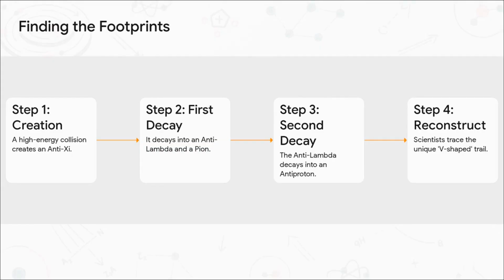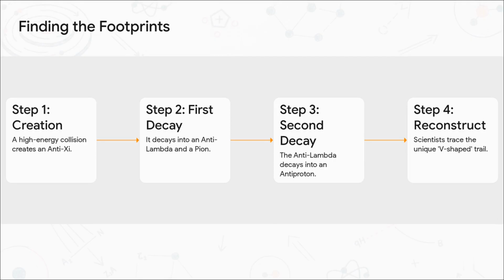Now, you can't just snap a picture of the anti-Xi. No way. It's gone way too fast for that. So instead, physicists have to become something like subatomic forensic investigators. They have to sift through the messy debris of literally billions of collisions, and they're looking for a very, very specific set of footprints. Here's how it works. First, the collision creates the anti-Xi. It manages to travel just a few millimeters inside the detector, and then poof, it decays into other particles.